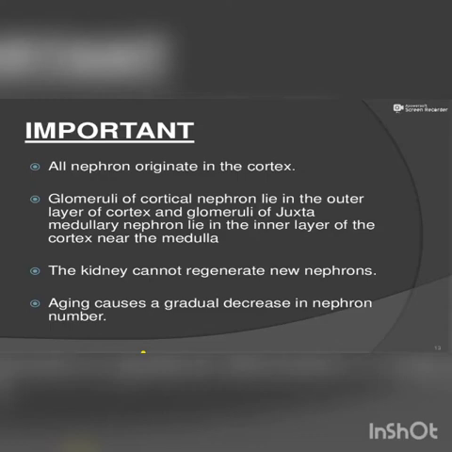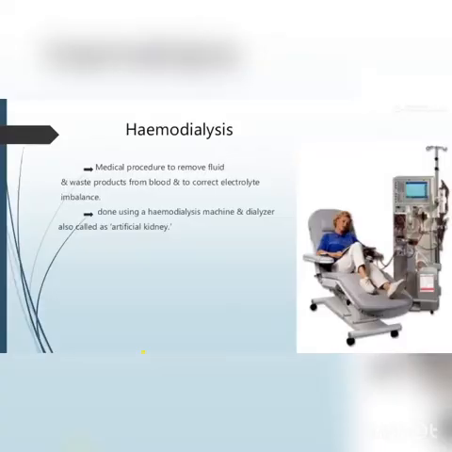So let us come across some of the methods to filter the blood apart from the natural process of ultrafiltration. This process is called hemodialysis. Medical procedure to remove fluid and waste products from blood and to correct electrolyte imbalance, done using a dialysis machine and dialyzer, also called as artificial kidney.